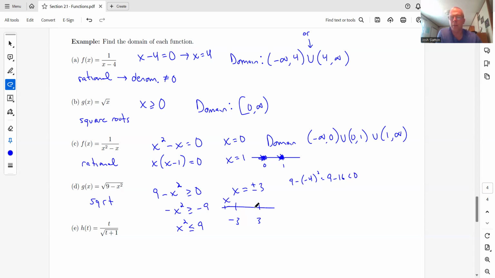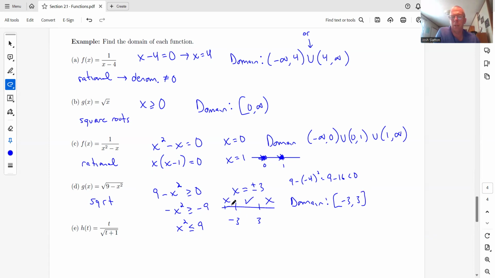Pick a number between -3 and 3. Like 0. Plug in 0 for x, you get 9 is greater than 0, which is true. Plug in a number greater than 3. Like say 4, you just end up with the same thing as before, so that doesn't work. So here the domain is -3 to 3. And with square roots, you include the endpoints because we have the equal here. If it's -3, you get 0 under the radical, and that's fine. So that would work.